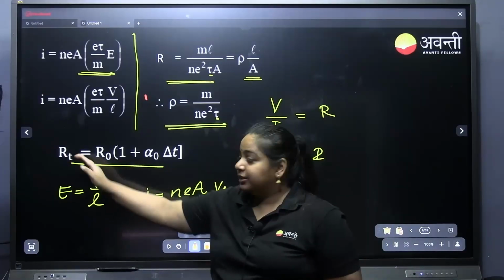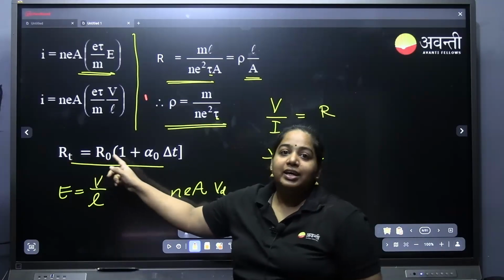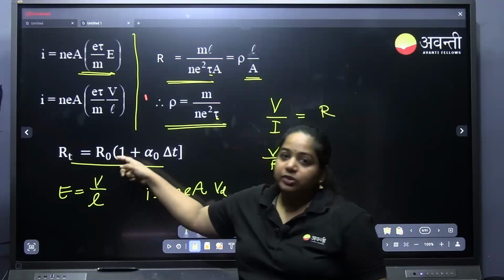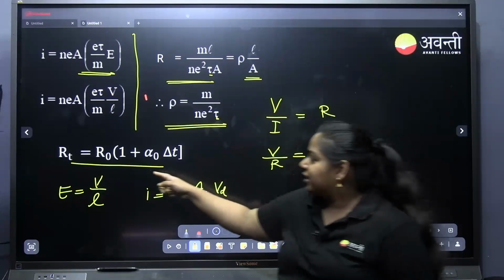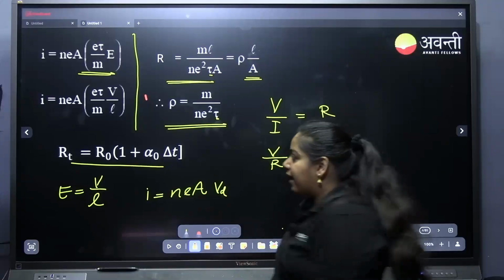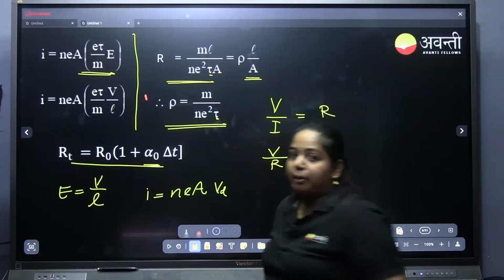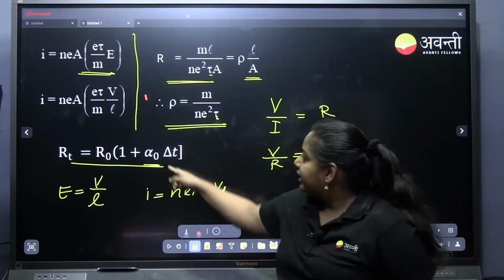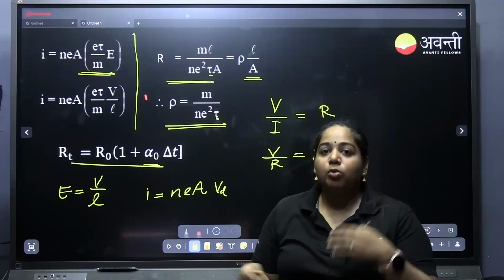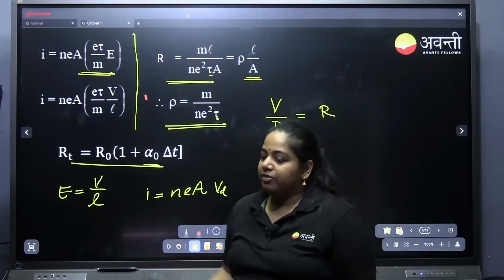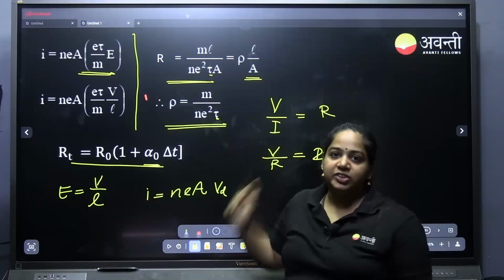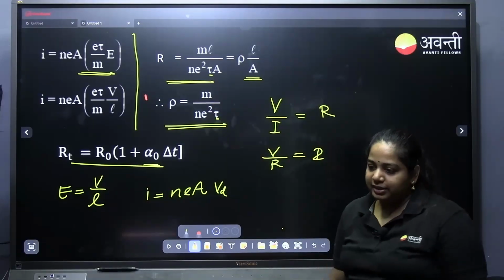R at any point is equal to R naught, where R naught is the resistance at 0 degree Celsius, into 1 plus alpha naught delta theta. Alpha is defined at temperature 0. Delta T is the change in temperature. So when temperature changes, how much the resistance changes, we can get from this formula. And how is it related to that? Because of relaxation time. Okay.